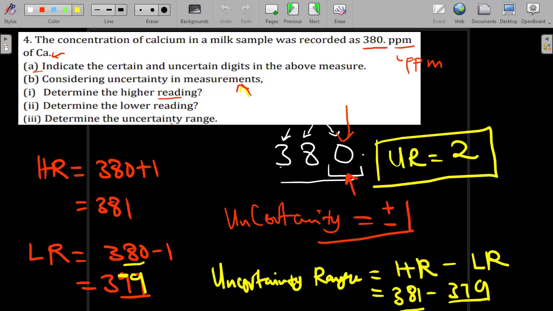After finding the higher reading and the lower reading, are we supposed to do away with the decimal, or are we supposed to add it? Even if you add it or you don't add it, it's still the same. For example, if we put a point there in 381 and in the other one too, the difference will just be 2 point something like that. So it's the same, even if you add it or you don't add it.